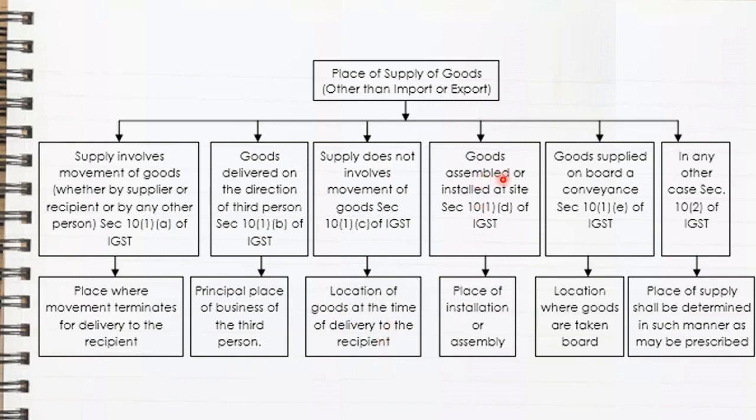Fourth, goods assembled or installed at site. Here the place of supply will be the place of installation or assembly. And the last, the most important one, goods supplied on board a conveyance. Here the place of supply will be the location where the goods are taken on board. And lastly, if there are any other cases, the place of supply will be determined in such manner as may be prescribed. Now, these are the basic five rules which you have to remember.